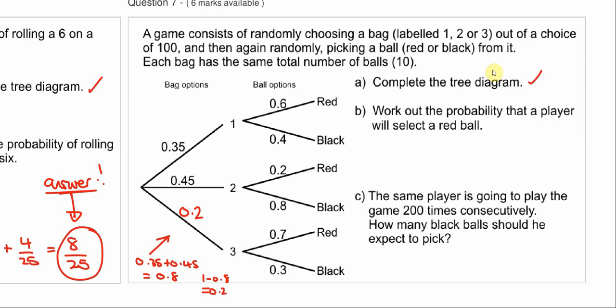Work out the probability that a player selects a red ball. Well, we can either do that through going through into bag 1 and collecting red, bag 2 and collecting red, and bag 3 and collecting red. So we've got 3 options here. This path would be 0.35 times by 0.6. I'm going to write them all out again here. This one would be 0.45 times by 0.2. And this path would be 0.2 times by 0.7.